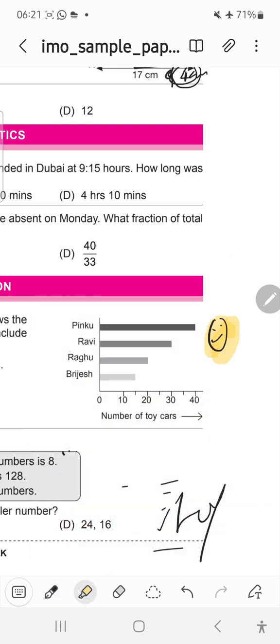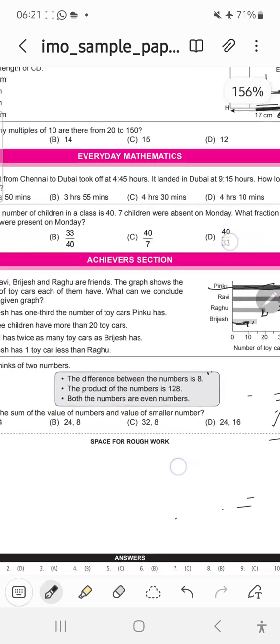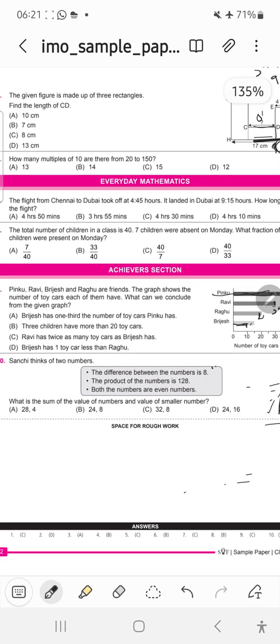So today I'm going to tell you about data. So what is data? Data means, suppose this line is up to 40. So 40 is the number of toy cars Pinku has. Ravi's number is this one, around 30. For Raghu it's 20. For Brajesh it's 10. You can see the largest number has the darkest color, because it shows the largest number of cars, and the least number has the brightest color, because it shows the least number of cars. Here the question is given. Okay, what can you conclude?